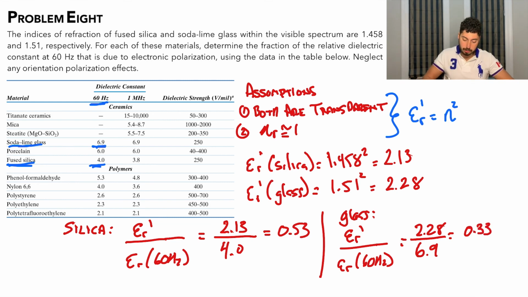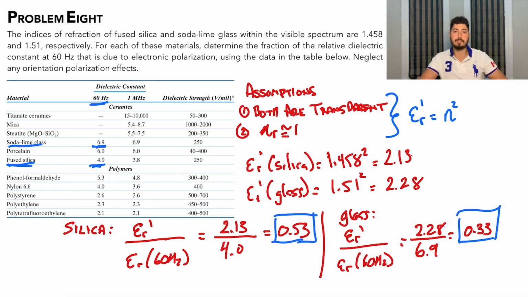So we can conclude that the electronic contribution, or the ratio between the two, for silica and glass is 0.53 and 0.33 respectively. And that'll conclude problem number 8, and that'll conclude as well tutorial number 3.